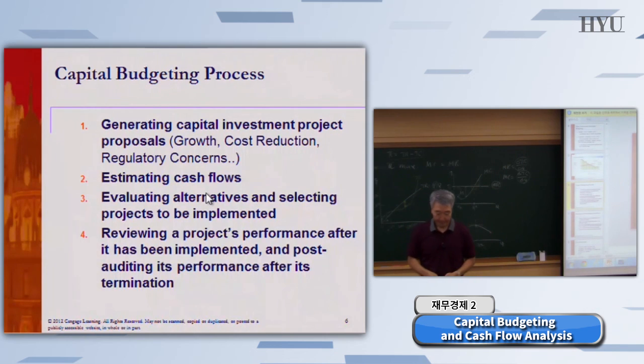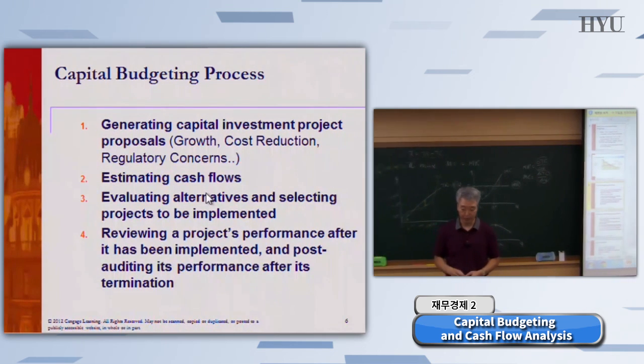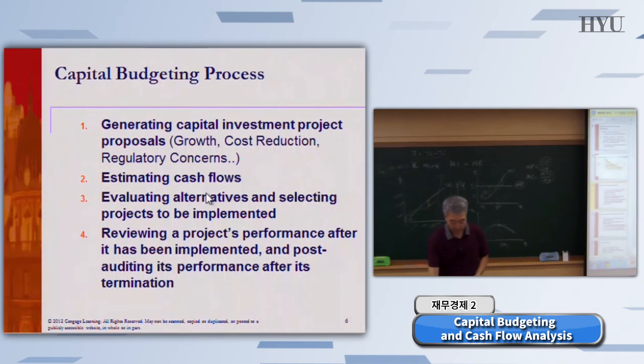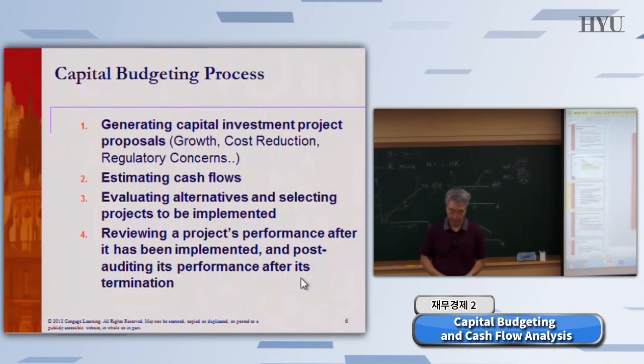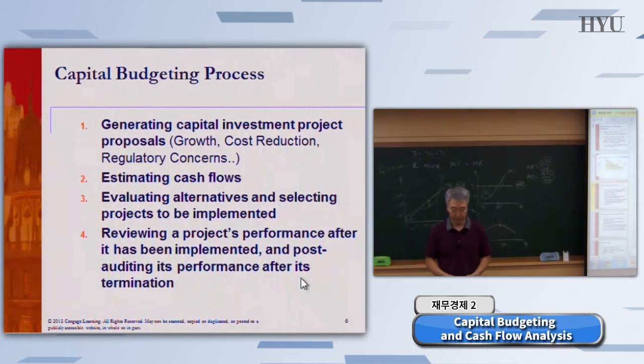Okay? And then, once you decide on the investment project proposal, you have to estimate the cash flows. What's the expected cash flows throughout the life of this project? And then you have to evaluate alternatives, whether there are alternatives or not. Once you select the project and actually implement the project, then the final step is reviewing the project's performance. What's that for?